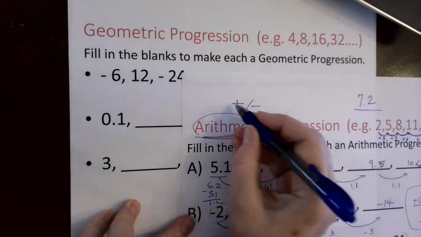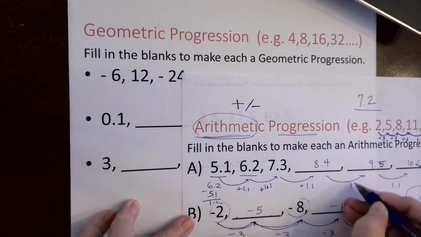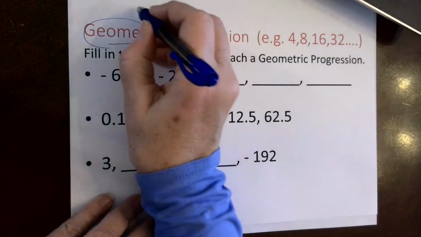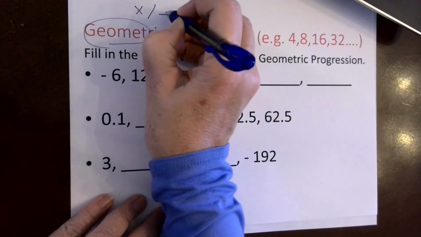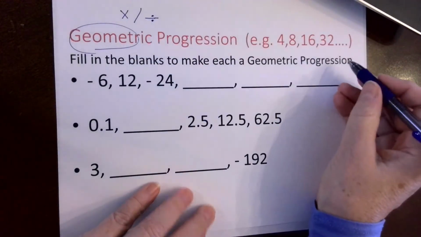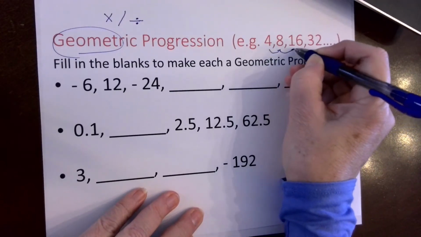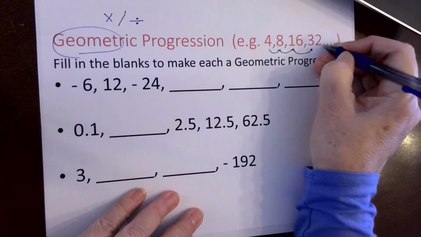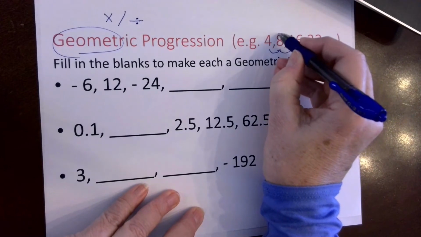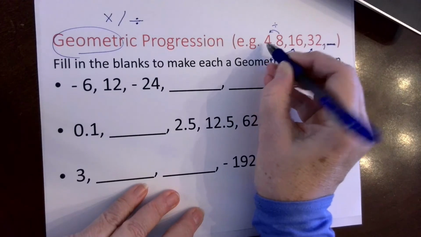Arithmetic progression was adding or subtracting the same number as you go along. Geometric progression, geometry, is when you're multiplying or dividing the same number as you go along. So we're going to find what number to multiply or divide to get from 4 to 8 to 16 to 32 to the next number. All we have to do is divide. 8 divided by 4. This number divided by the previous number.